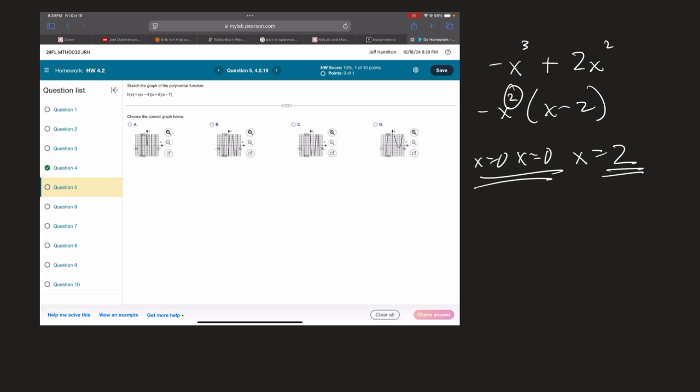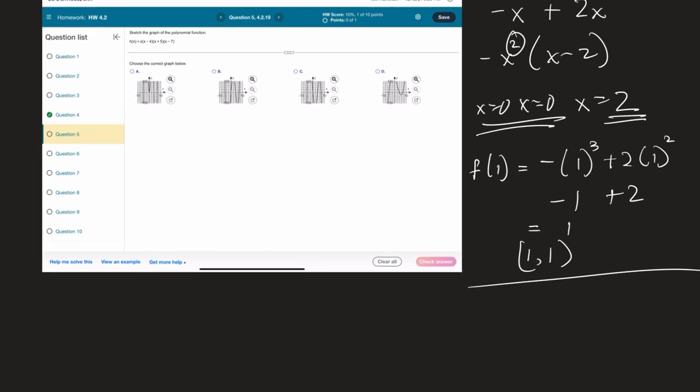So I picked 1. So I found the value of the function when you plug in a 1. So it's minus 1 cubed plus 2 times 1 squared. 1 cubed is 1 times the negative 1 is negative 1. 1 squared is 1 times 2 would be 2. So that came out to a positive 1. So a point on the graph was 1, 1.